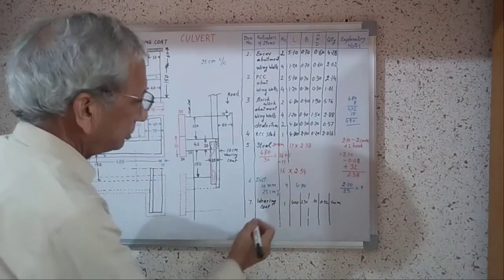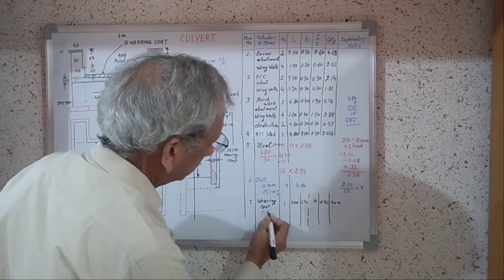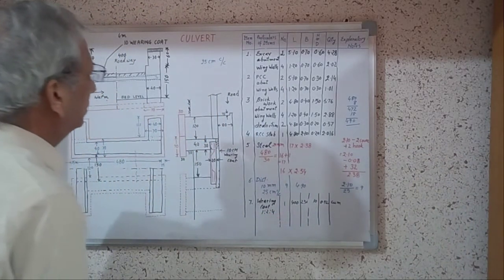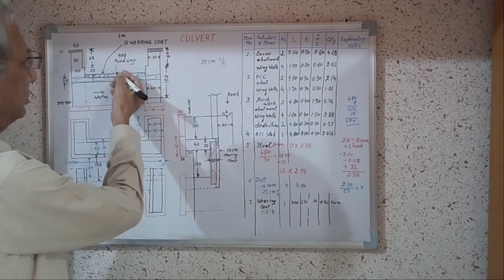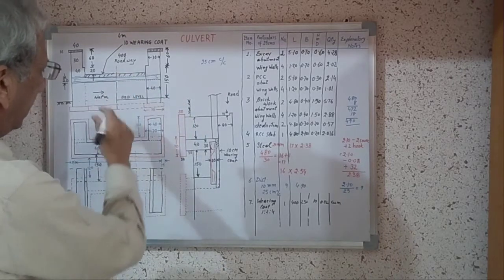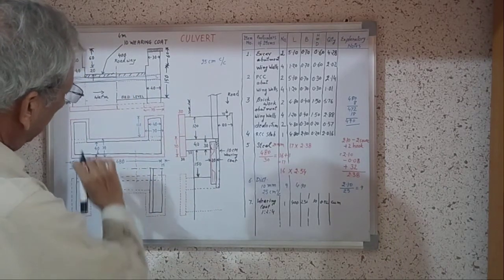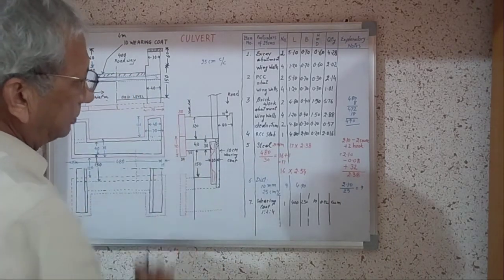This is a wearing coat and the ratio is 1:2:4. This is the quantity of wearing coat which has been provided on the road. This is the road, it is coming like this, and the canal is coming like this.